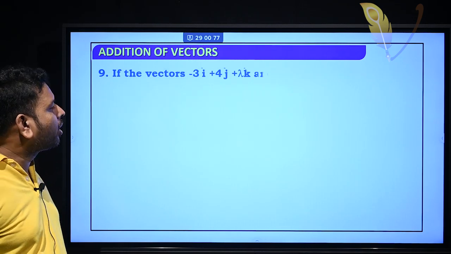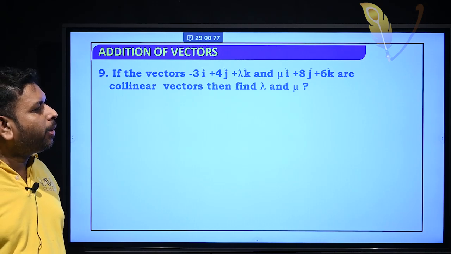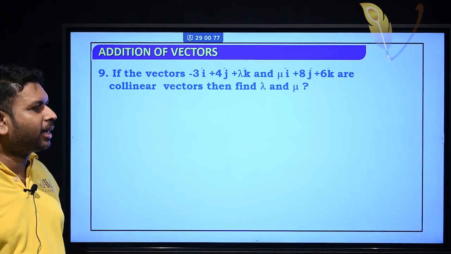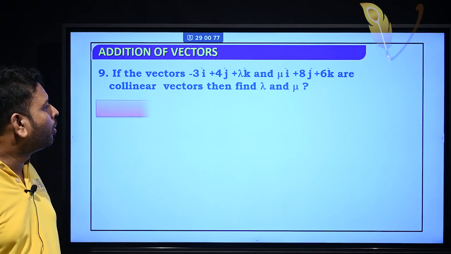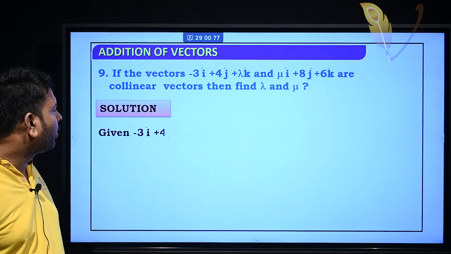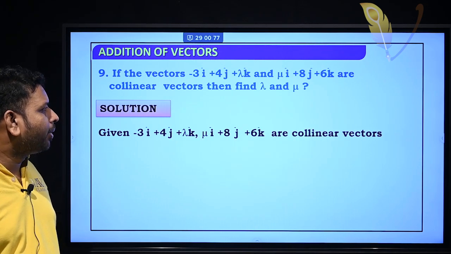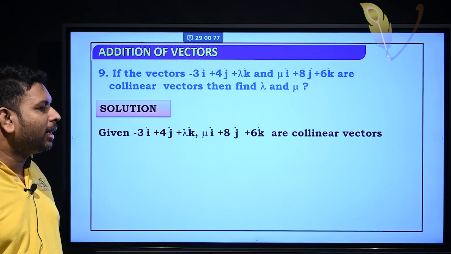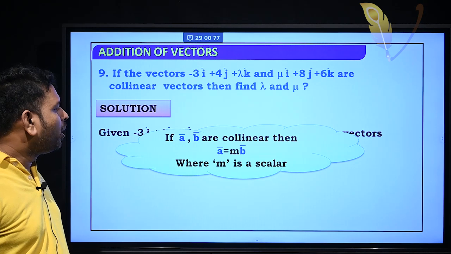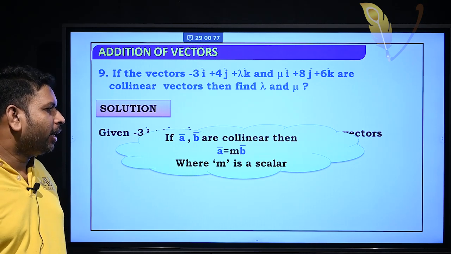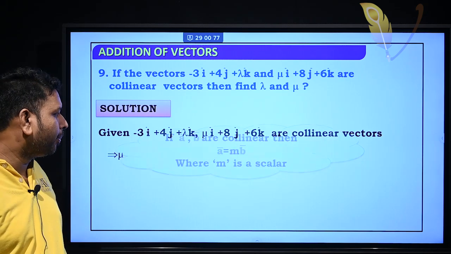Now if the vectors minus 3i cap plus 4j cap plus lambda k cap and mu i cap plus 8j cap plus 6k cap are collinear vectors, then find lambda and mu. Solution. Given minus 3i cap plus 4j cap plus lambda k cap, mu i cap plus 8j cap plus 6k cap are collinear vectors. If a and b are collinear, then a equal to m b, where m is a scalar.